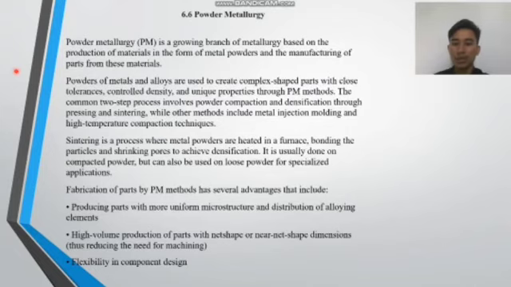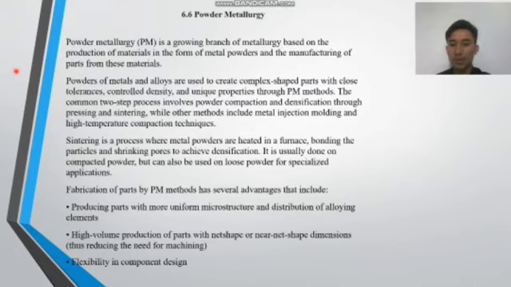Sintering is a process where metal powders are heated in a furnace, bonding the particles and shrinking pores and achieving densification. It is usually done on compact powder but can also be used on loose powder for specialized applications.